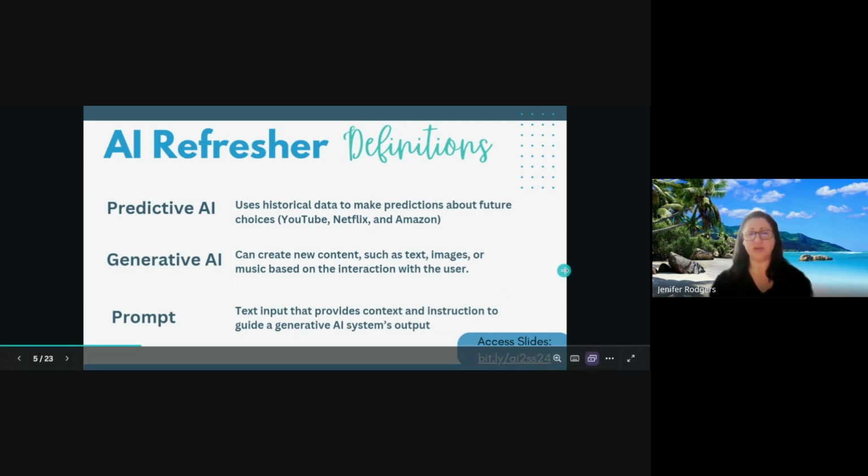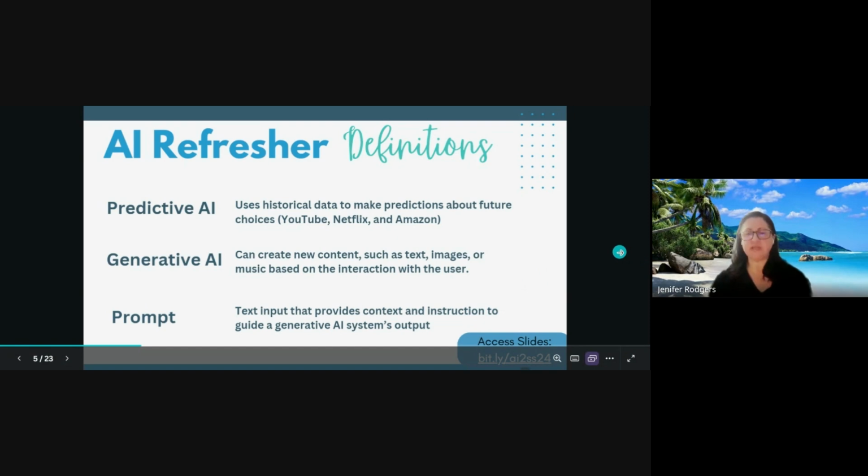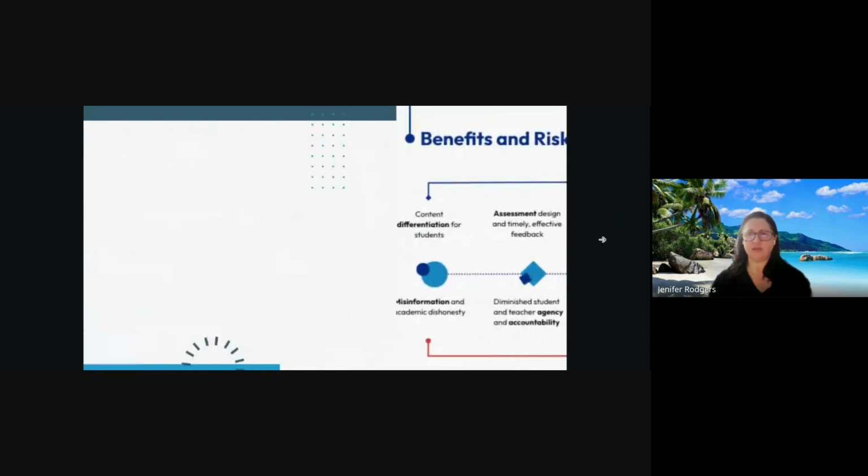Generative AI actually creates new content. It generates new content such as text, images, or music, and that generation is based on interaction with the user, with you. And the prompt is what you give the AI system to create what you want. And in module 1, we did some prompt practice. So if you missed that, we will have the recording available in the next few weeks.